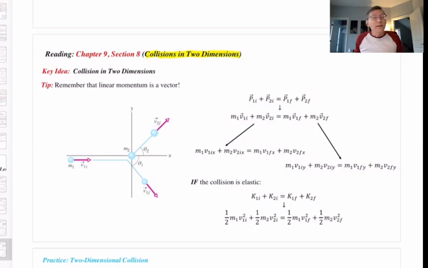Okay, we're not going to introduce any new ideas here, no new physics. It's just going to be a little bit more math. So here's the kind of basic scenario, and my big tip throughout all of this is to remember that linear momentum is a vector with components, and we must work separately with x and y components. That's the key thing to remember.